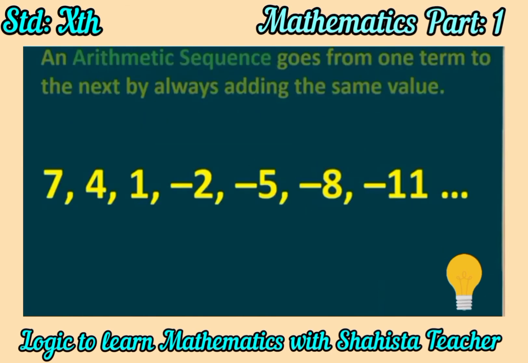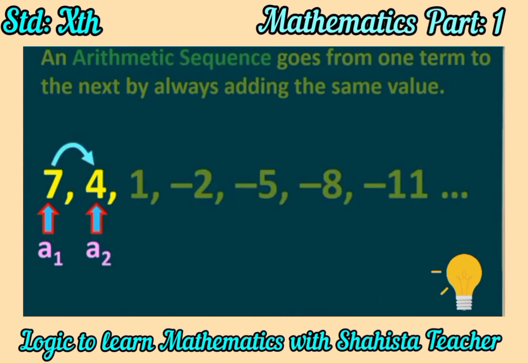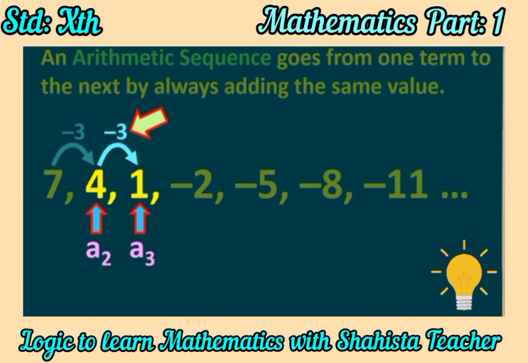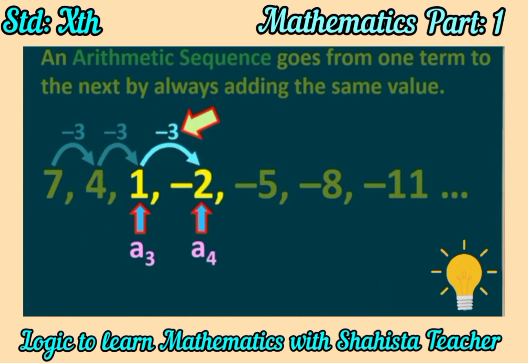So here 7, 4, 1, minus 2, minus 5, minus 8 and minus 11. This 7 is the A1 position. This 4 is the A2 position. 1 is the A3 position. All these numbers here have a distance of minus 3. Is that clear? 4 minus 7 is minus 3. Now 1 minus 4 is minus 3. Again minus 2, and here you can see this is A4. So again minus 3 distance.